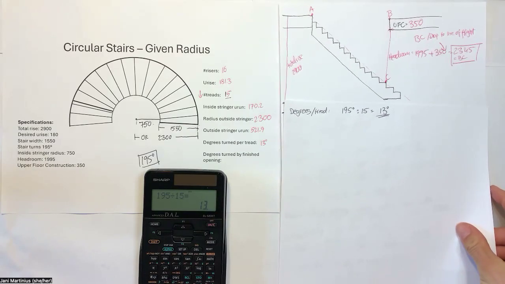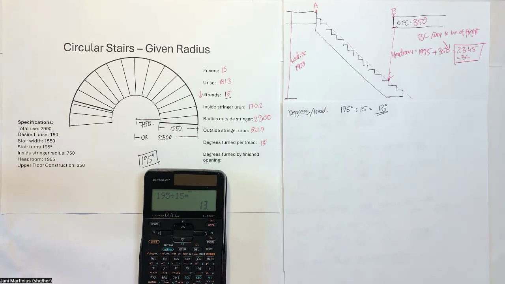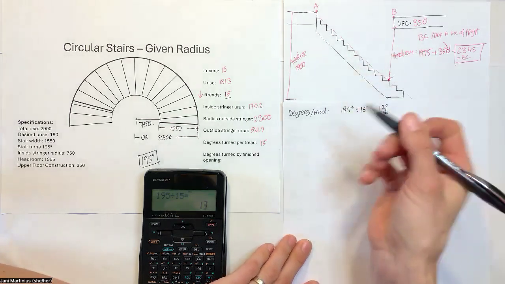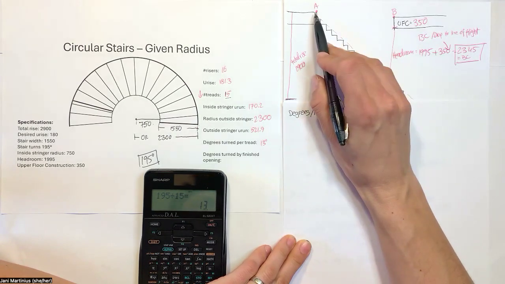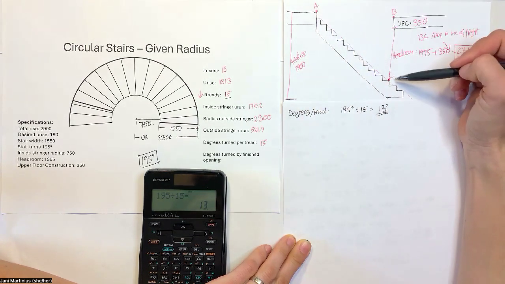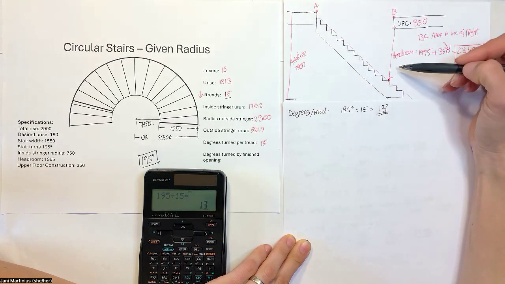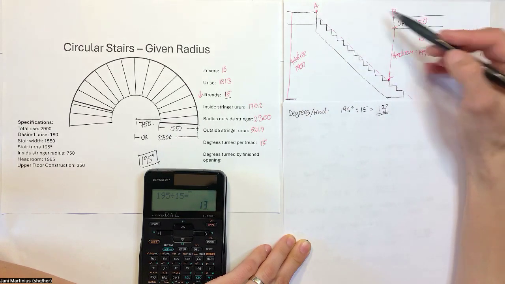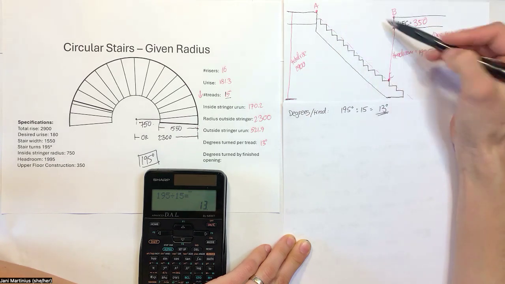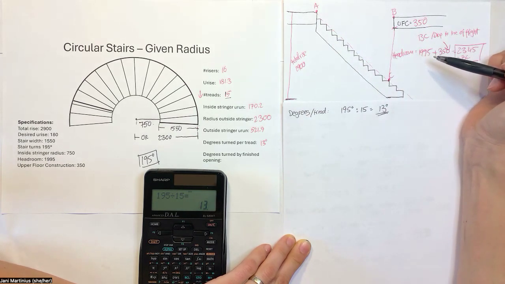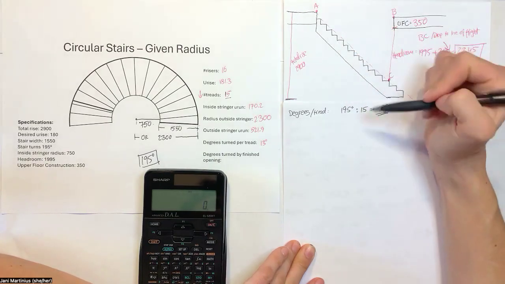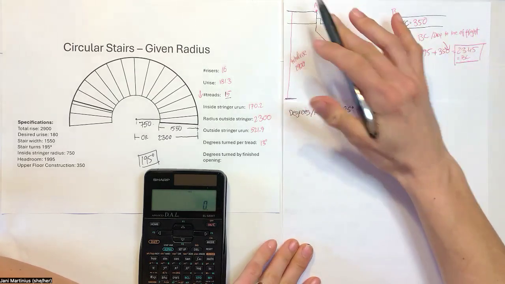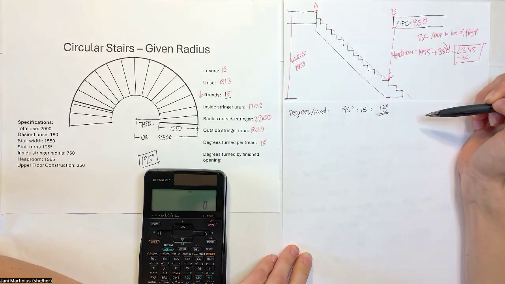That is probably one of the easiest ones in here. Lovely. Degrees turned by finished opening. Okay, well, this is a two-part question. First, we need to find our finished opening. And how do we find that again? Well, our finished opening is AB. In this AB and BC triangle, BC being the addition of the headroom and our upper floor construction, this one directly correlates to our unit rise and unit run. So we can do ratio and proportion to figure out AB. And that's why we draw it out on the flat like this, because it makes it much easier to visualize.